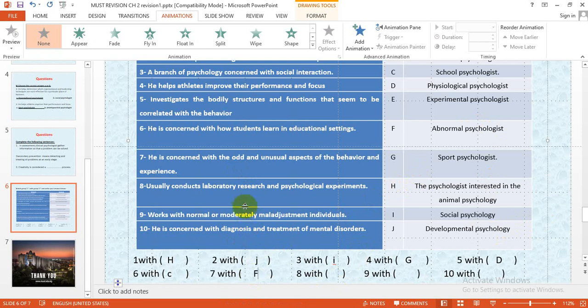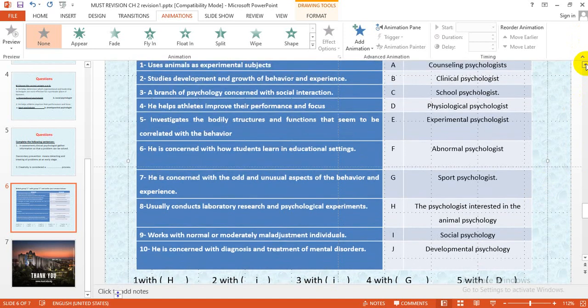Number eight, usually conducts laboratory research and psychological experiments. It is the experimental psychologist, E. This sentence is the definition of experimental psychologist. Number nine, works with normal or moderately maladjusted individuals. It is the counseling psychologist, A.